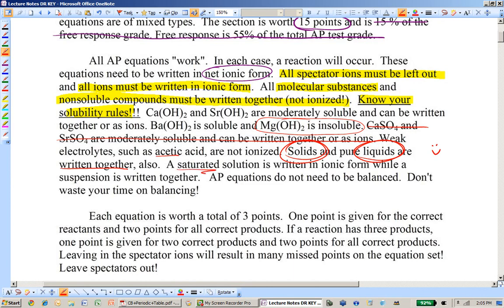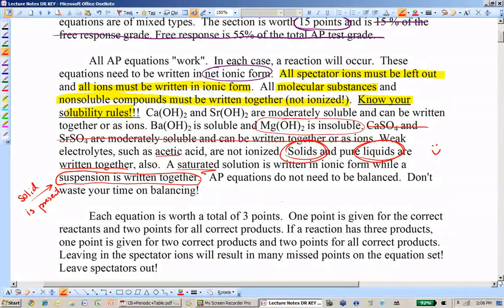A saturated solution is written in ionic form, while a suspension is written molecularly, where the things are written together, because how do you know visually you have a suspension? Solid is present. Saturated, you don't see solid. You click from saturated, which is holding as much solute as possible, over to suspension, the minute, boom, you can see some solid. I know you like my sound effects.